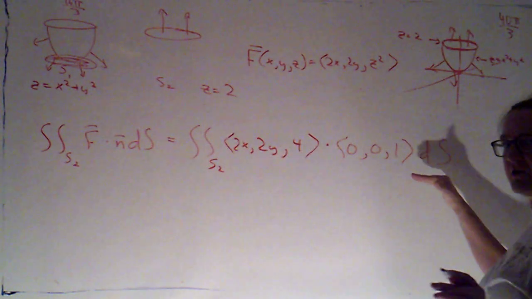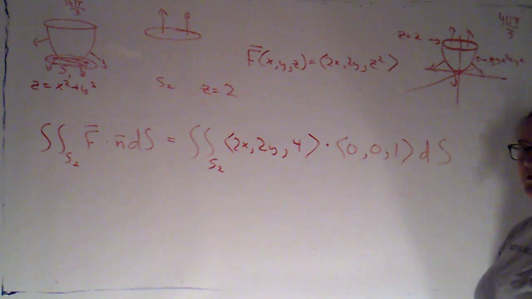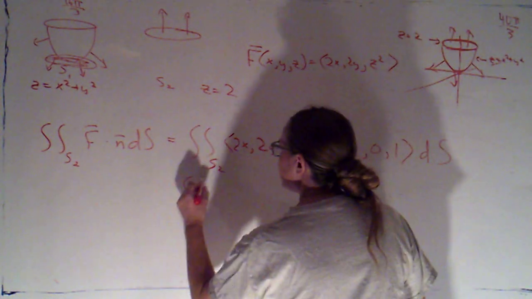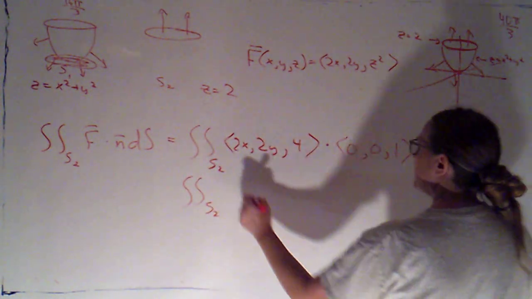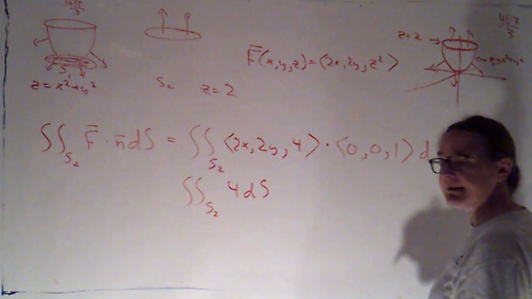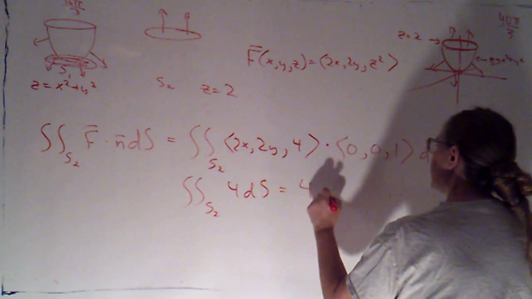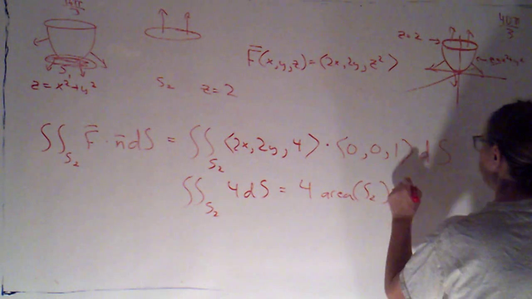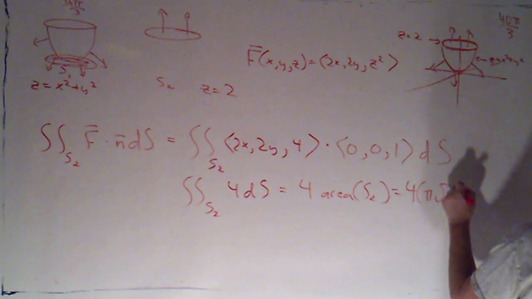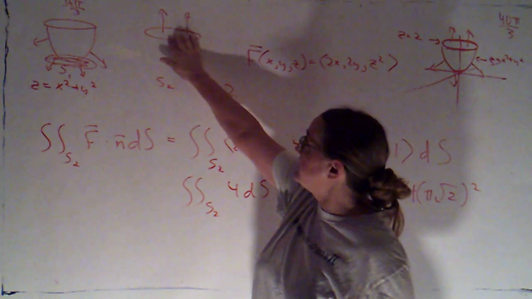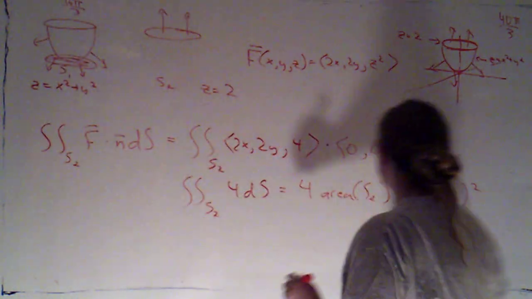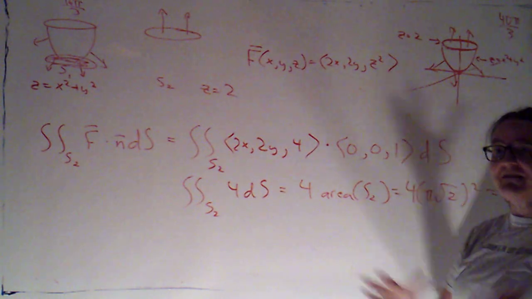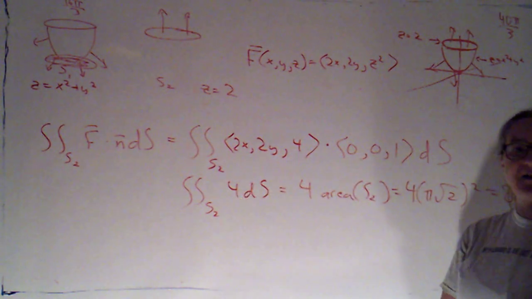But I've still got this as a surface integral. I'm going to just show you how we can evaluate this and then how we could also switch to using a parametrization. This is the double integral over S2 of 4 ds, which is just going to be 4 times the area of S2, which is going to be 4 times pi times root 2 squared, because this disk up here also has a radius of root 2. So that's just 8 pi.